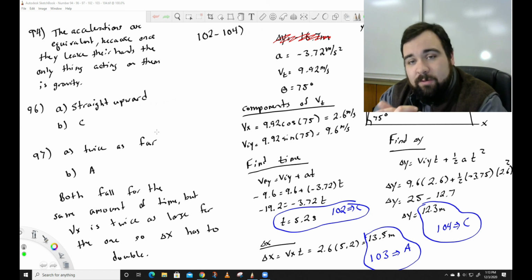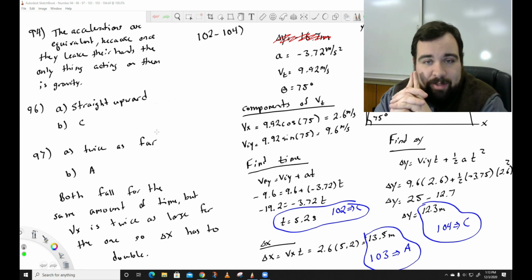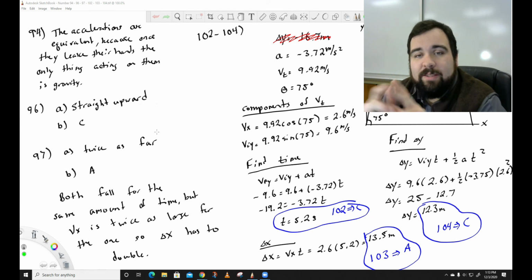If you were to throw it with some forward velocity as you're walking forward, it's going to land further ahead. If you were to throw it with some kind of a backward velocity, it's obviously going to go backward.